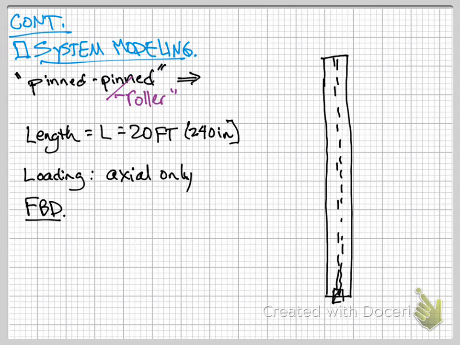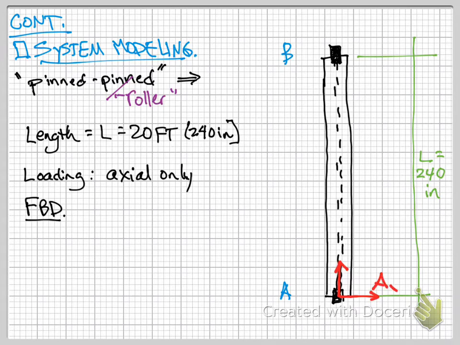I'm going to draw my nodes at A and B. It's a little out of proportion. We have our length, L, which we know is the 240 inches. And we can start drawing in our reactions. We have AX and AY. We have BX only because it was a roller, remember that? And our loading is in the Y direction. We're going to call that P.